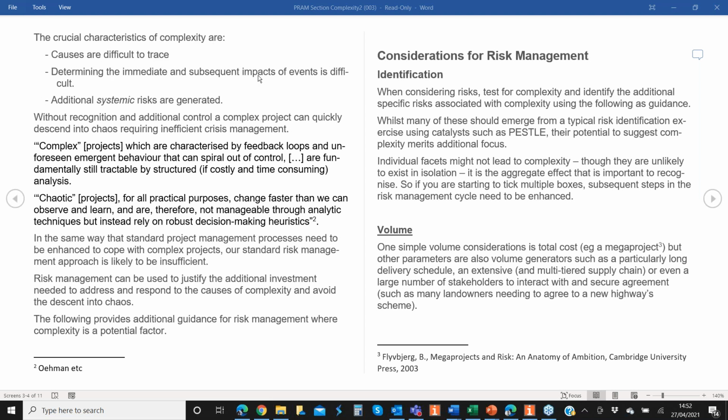So under identification, what we've got here is saying that standard risk identification isn't appropriate. You can use standard techniques such as PESTLE, and obviously this will be explored more in the PRAM guide. They have whole sections on different techniques, so we wouldn't need to cite lots of different techniques in our piece.